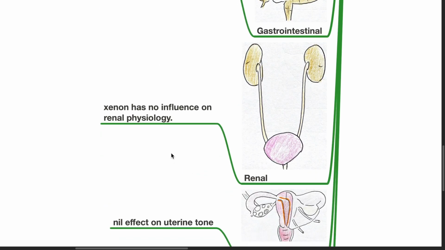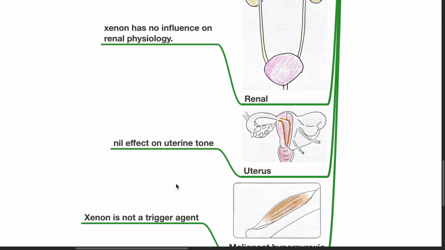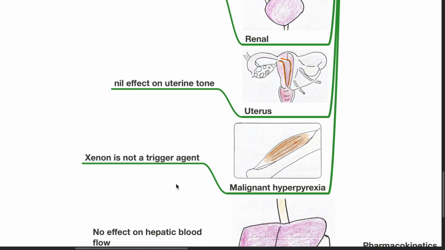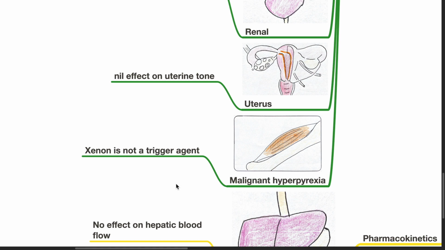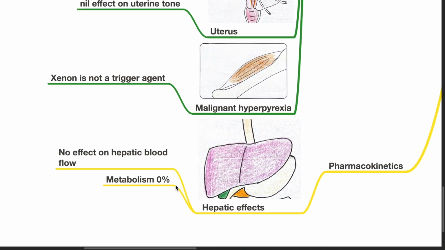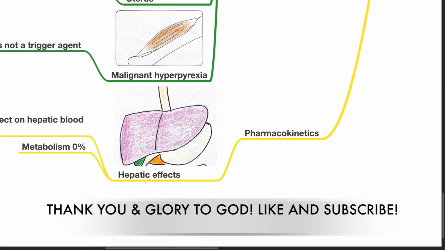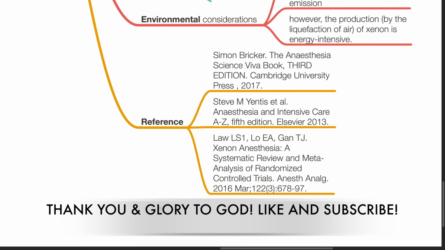Xenon has no influence on renal physiology and no effect on uterine tone. Xenon is not a trigger agent for malignant hyperpyrexia, and it has no effect on hepatic blood flow. Metabolism is 0%. These are my references.